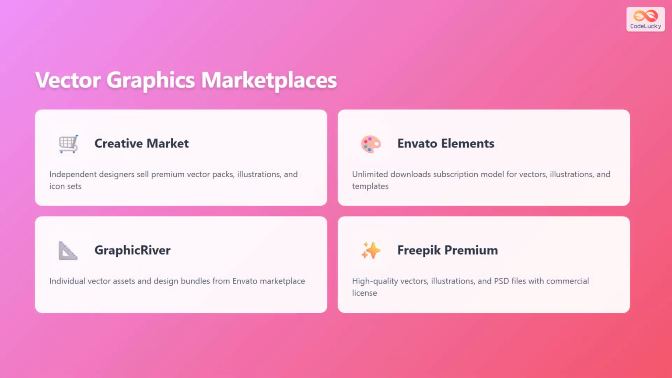Beyond dedicated icon libraries, vector graphics marketplaces connect you with independent designers and comprehensive collections. Creative Market is a platform where independent designers sell premium vector packs, illustrations, and icon sets directly. Envato Elements offers an unlimited download subscription model for vectors, illustrations, and design templates. GraphicRiver, part of the Envato ecosystem, provides individual vector assets and design bundles. Freepik Premium gives you access to high-quality vectors and illustrations with a commercial license included.